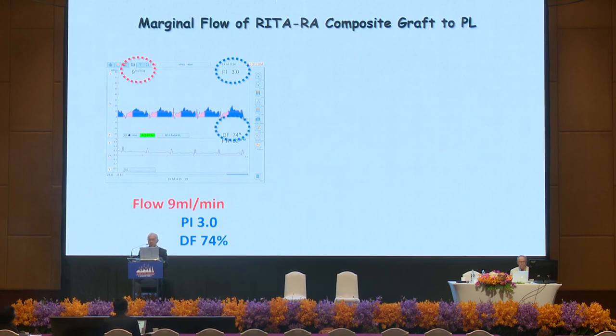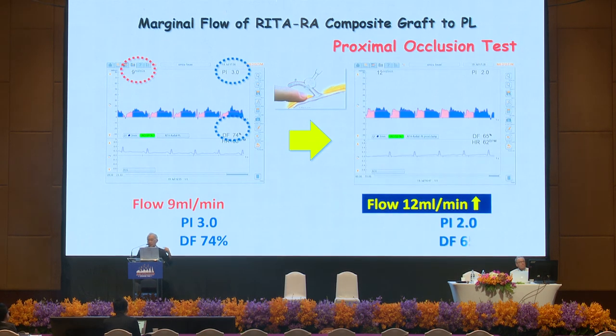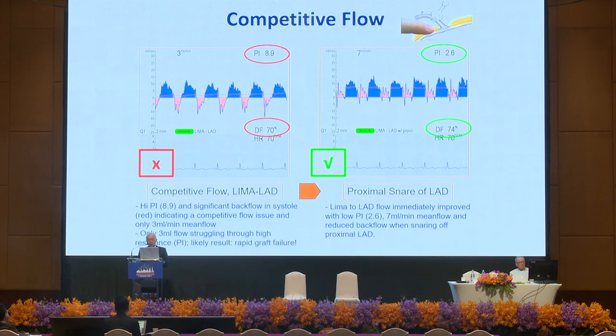But how about this? This is a case of a right radial artery composite graft to the posterior lateral branches. Flow was 9 milliliters per minute, PI 3.0, okay, diastolic filling 74%. Flow is not satisfactory. So I made a proximal occlusion test, and the flow increased up to 12 milliliters per minute, but still not satisfactory, less than 15 milliliters. I can't have confidence in this kind of situation. And how about this? Definitely this is a competitive flow. I made an occlusion test, but still the flow is 7 milliliters per minute. So I can't have confidence in these cases.